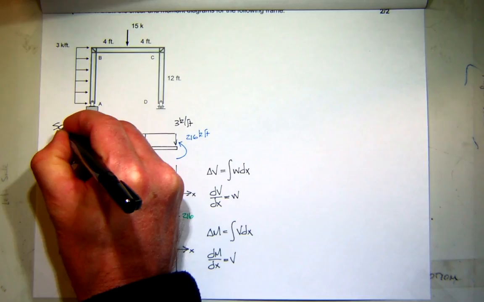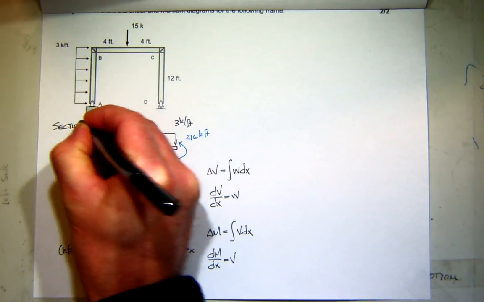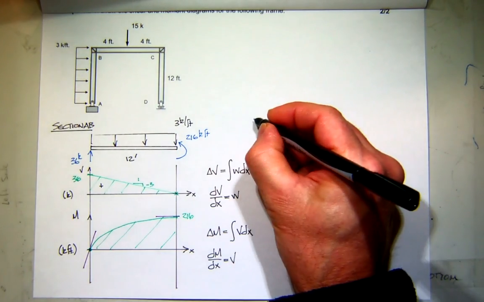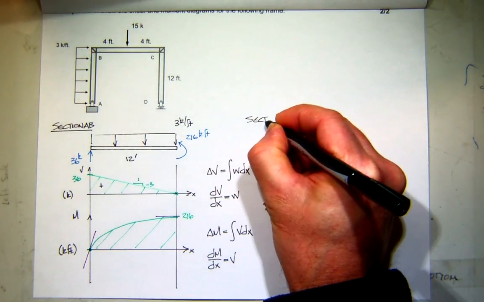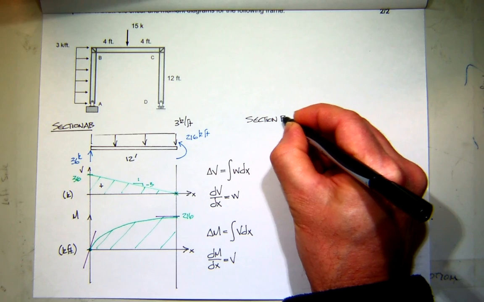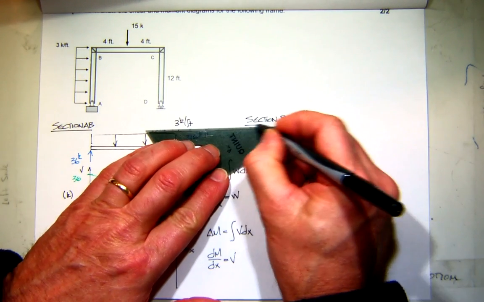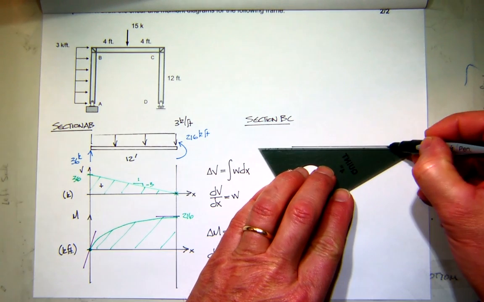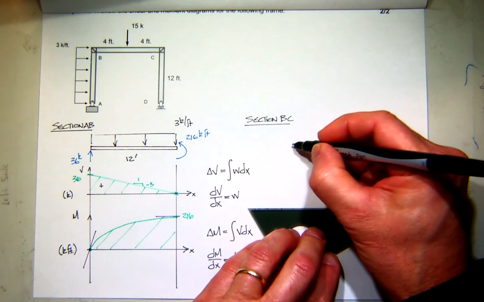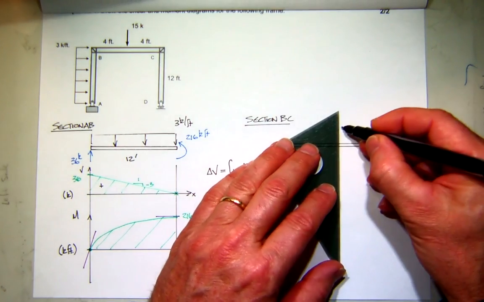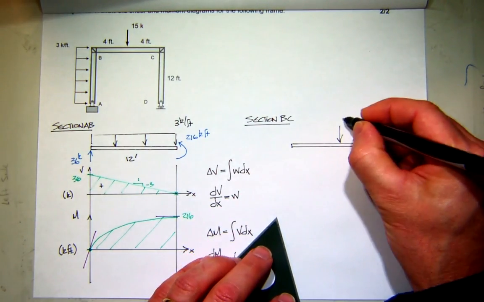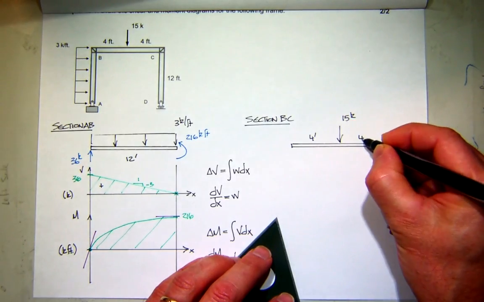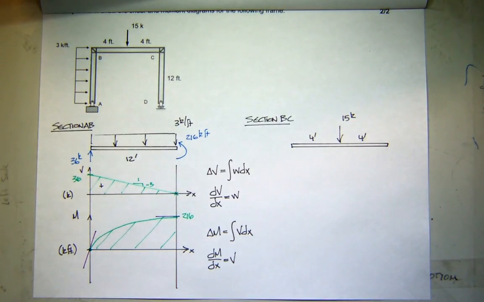So this was section AB. So let's draw section BC. So what I'll do is I'll come over here and sketch the beam. Okay, right here in the middle is an applied force of 15 kips, and that's at 4 feet and 4 feet. Okay, let's put on there what we know.